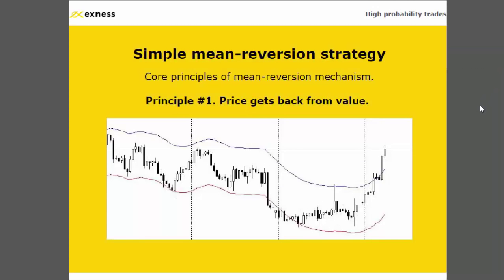Let's try to formulate simple rules for a mean reversion strategy. First of all, for that purpose, I would like to use a larger time frame than I usually use. For momentum trading, I use the 30-minute chart, but for the mean reversion strategy, I would use the 4-hour chart. The 4-hour chart has less noise and can provide simple candlestick formations for the entry. If you use candlestick formations on small time frames, your stops may be whipsawed very quickly.